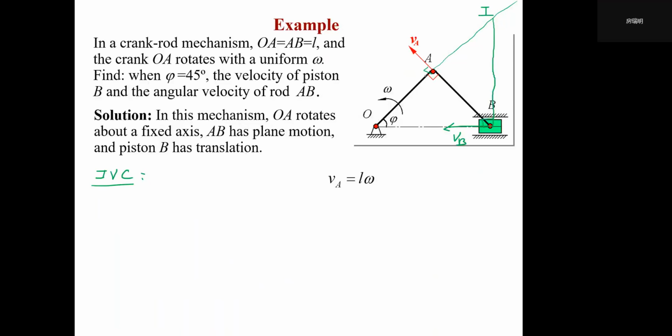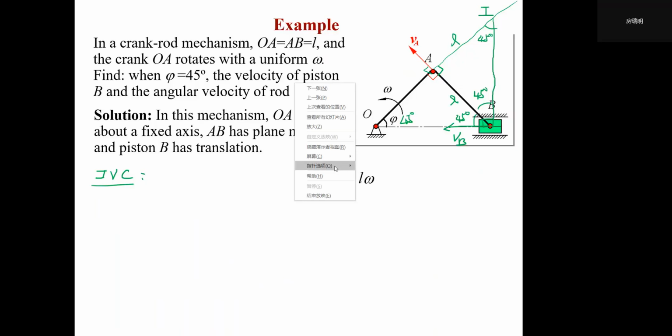So if here is 90 degrees, here is just the prolongation of this OA, so here will be 90 degrees, right? And this line will be perpendicular to here. If here is 45, here will be 45. And the total angle of this is 90 degrees, so also 45. This is also 45. So from the geometry, if AB equals L, then this AI, its length, will be L, right? And from all this, we can find our two answers.